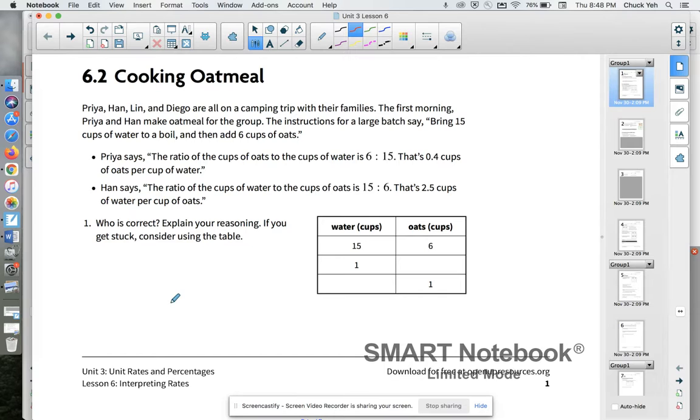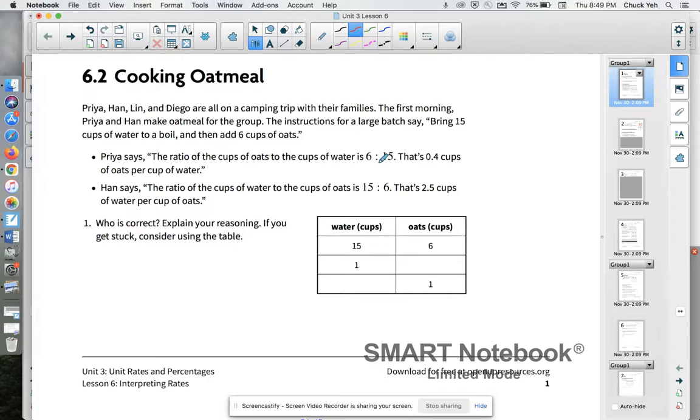Priya says that the ratio of the cups of oats to the water is 6 to 15. That's 0.40 cups of oats per cup of water. Han says that the ratio of cups of water to the oats is 15 to 6. That's 2.5 cups of water per cup of oats. Who was correct? Explain your reasoning. If you get stuck, consider using the table. Well, I'm stuck, so I'm going to use the table, because I'm like, what? I don't understand.